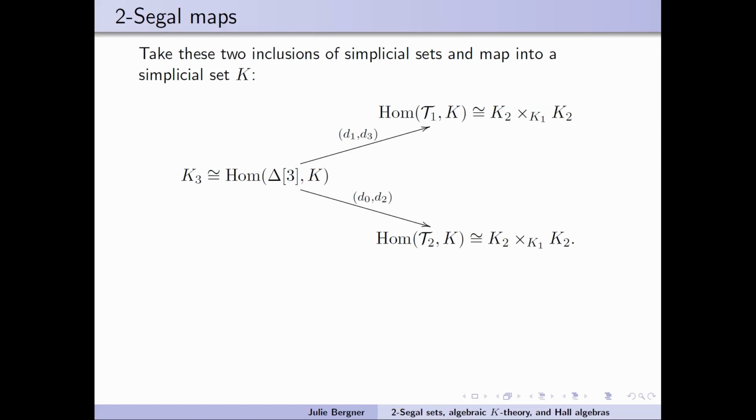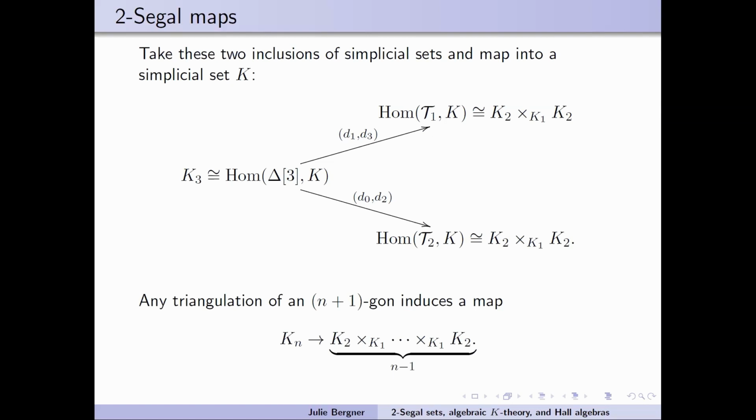But it is important that it's these two pairs. We could take other possible pairs of faces, but they have to be these ones that come from the triangle.